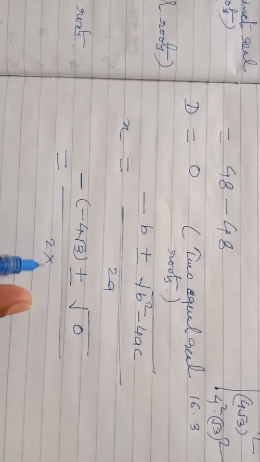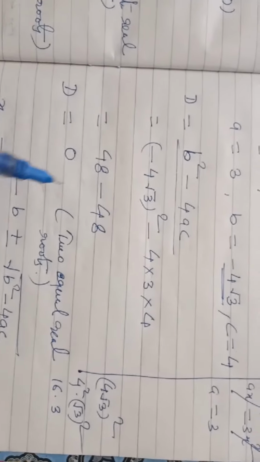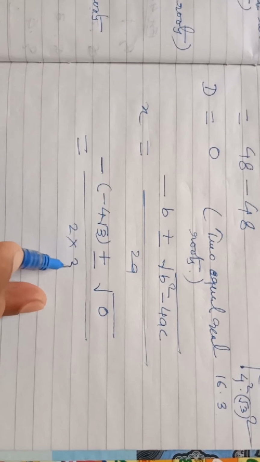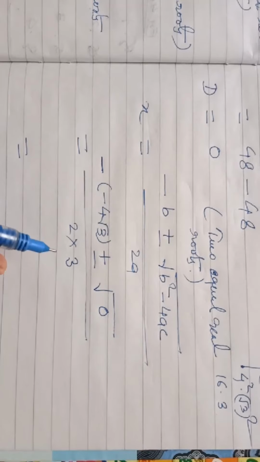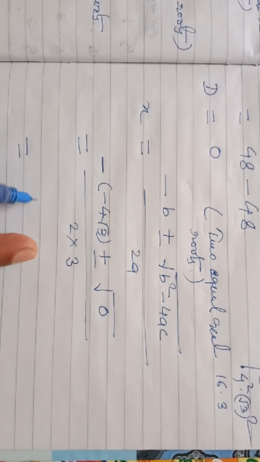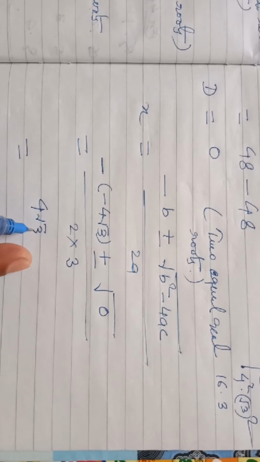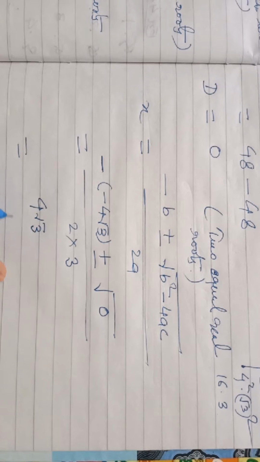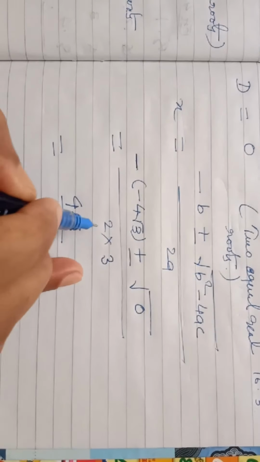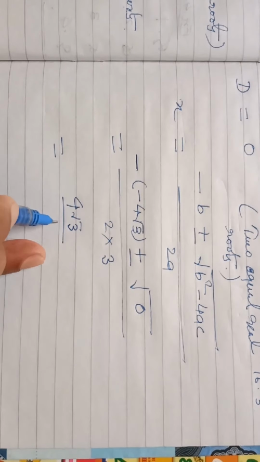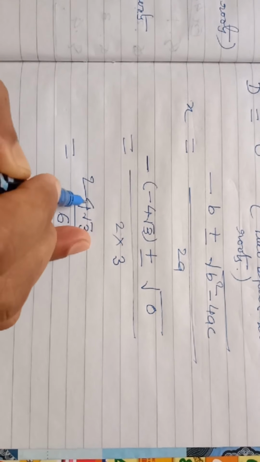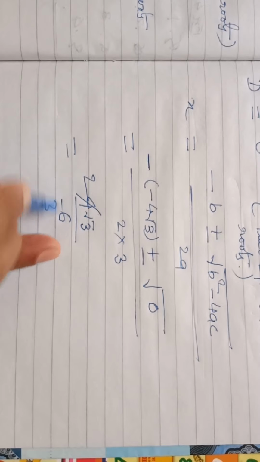Now 2 into the value of a, you can see easily, the value of a is 3. So you should write 3 here. Now minus minus is plus, because minus into minus means a plus. That will be 4 root 3 plus minus under root 0, which means 0. No need to write it because the value is null. 2 3s are 6. Okay, now let me simplify it. 2 2s are 4, 2 3s are 6.